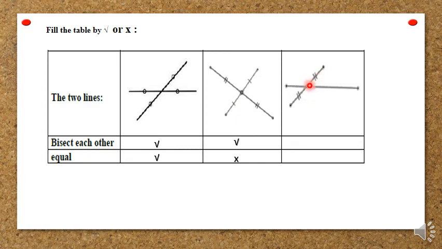Look at these two diagonals. Up is equal to down, but right is not equal to the left. So they don't intersect at the same midpoint. They don't bisect each other. Are they equal in length? No, they are not equal in length.